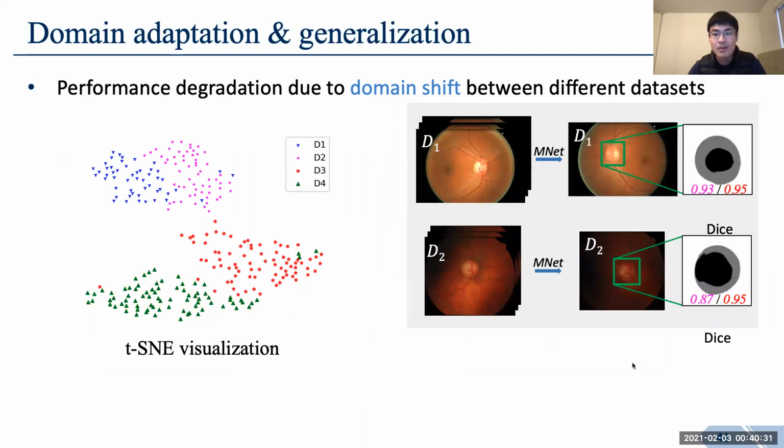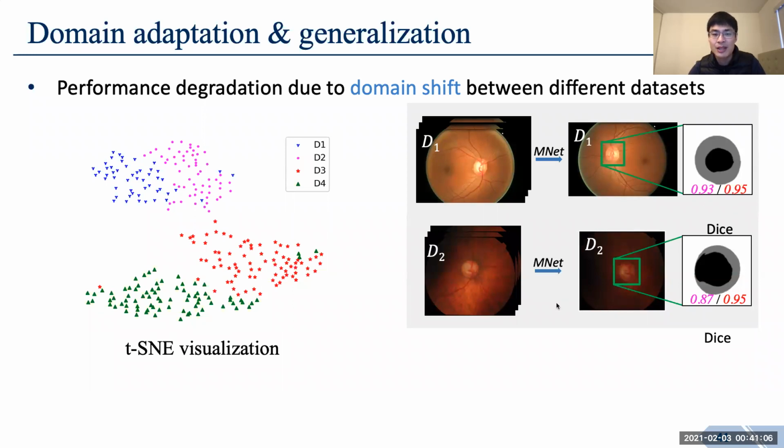And another very important direction in multi-set learning is domain adaptation and generalization. Because, as we said, different datasets have a domain gap, and this domain gap leads to domain shift among different datasets. For example, here this is a fundus image. And we want to segment the optic disc and the cup from the fundus image. So if we train the network on dataset 1 and test it on dataset 1, the performance is very good.